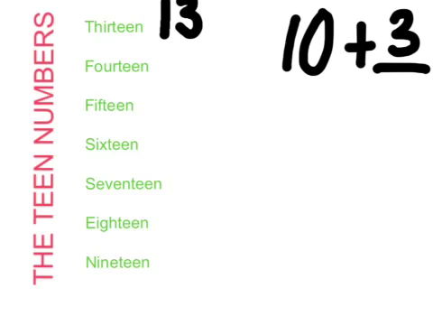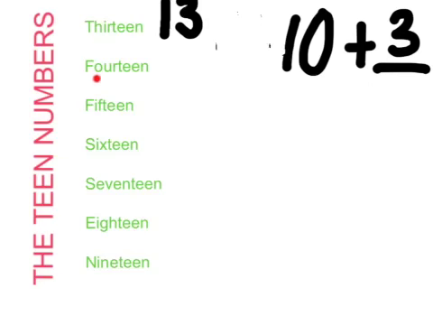Some people try and write it like this because they hear the three first and then the teen, but that is the wrong way to do it. Okay, let's rub that one out. Okay, let's look at our next number.